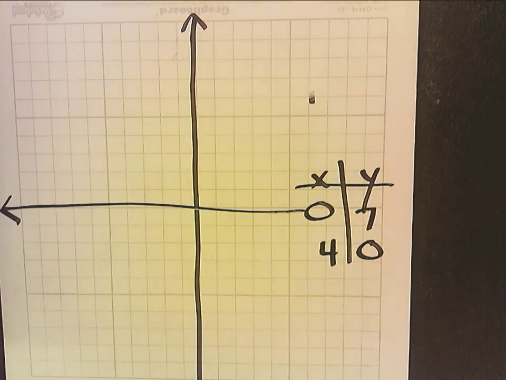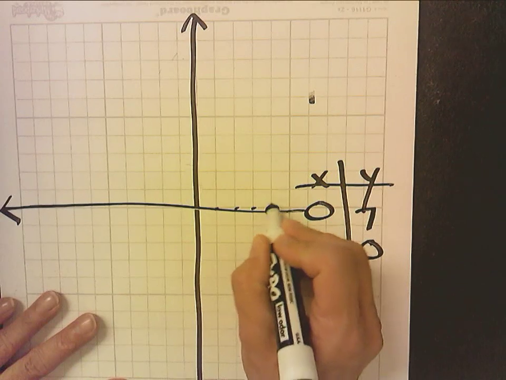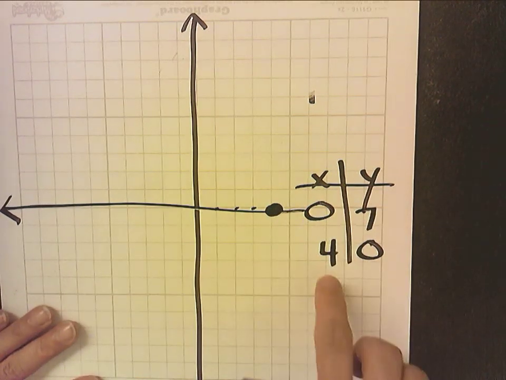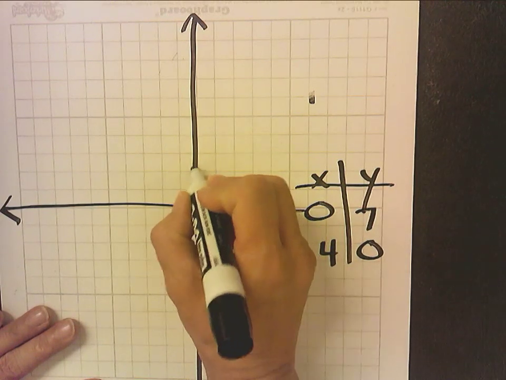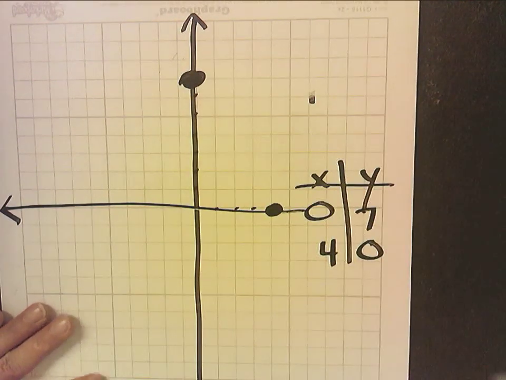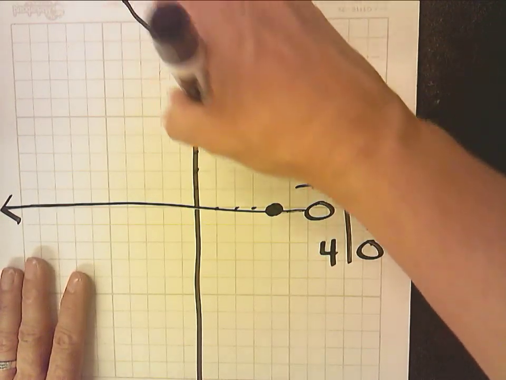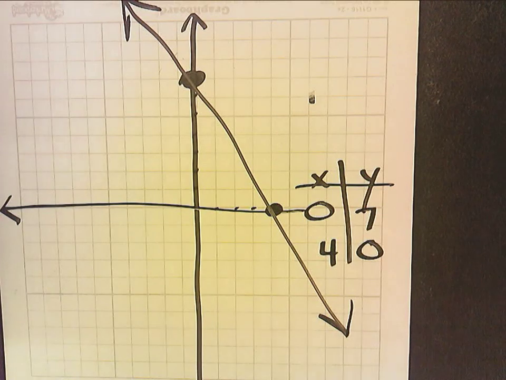Now, it says plot the points that correspond to the intercepts. The x-intercept is 1, 2, 3, 4. So plot the point (4, 0). The y-intercept is 7. So plot the point (0, 7). Now to graph this equation, I just connect the two intercepts, the x and y intercept.